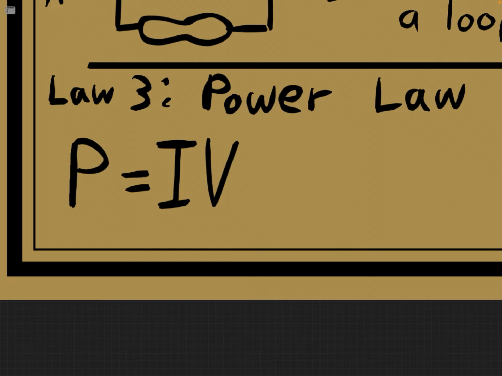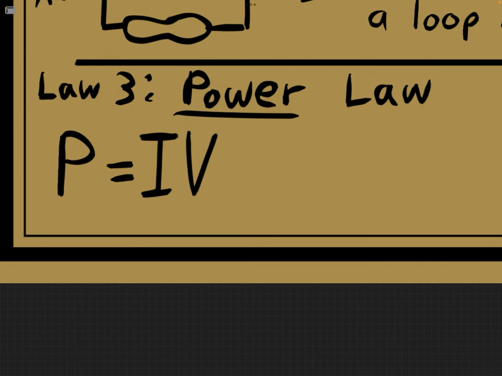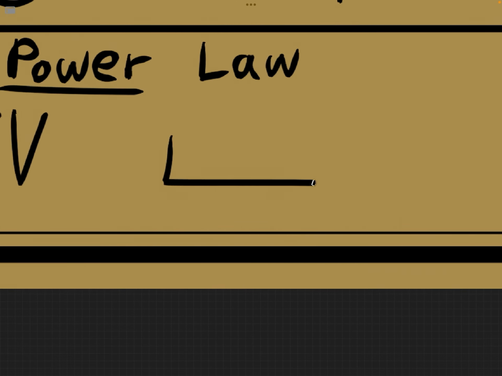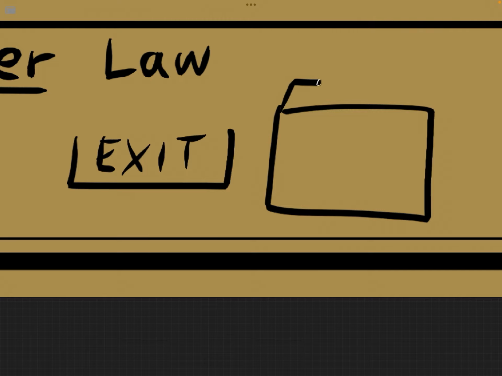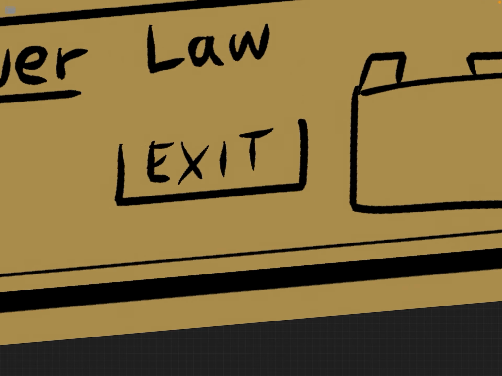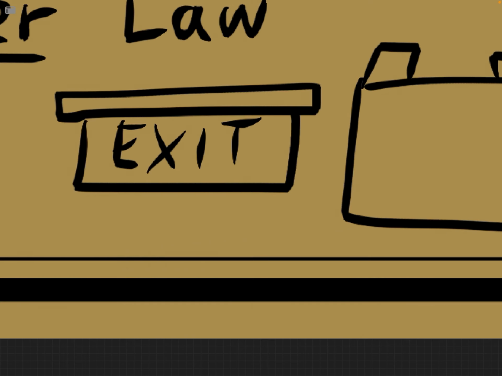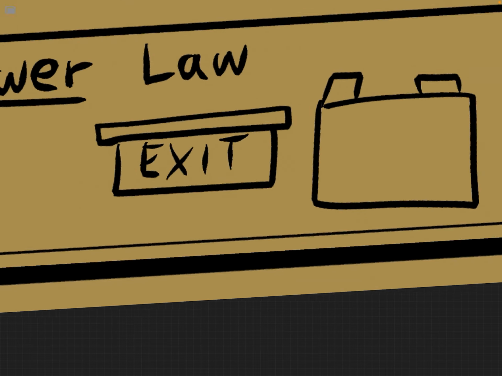And last but not least, we have the power law. Now, what is power? Power is very easy to mistake for energy. But say, for example, you have an emergency exit sign and it's running off a really, really big battery. This battery might have kilowatts of energy. But this exit sign might only use a very, very small amount of energy at any time. Would you call this exit sign powerful? No, it is a low power device because it uses very little energy at any time.